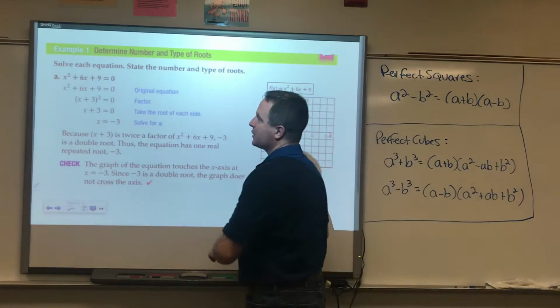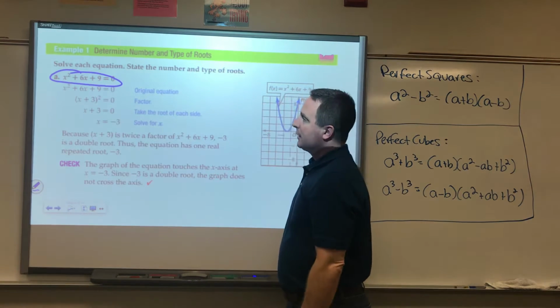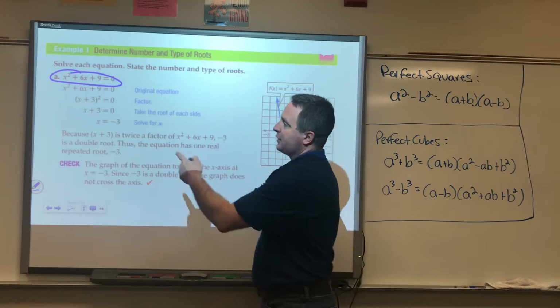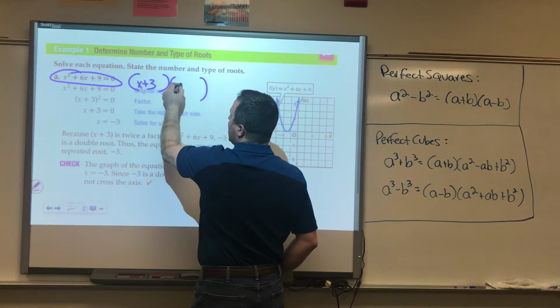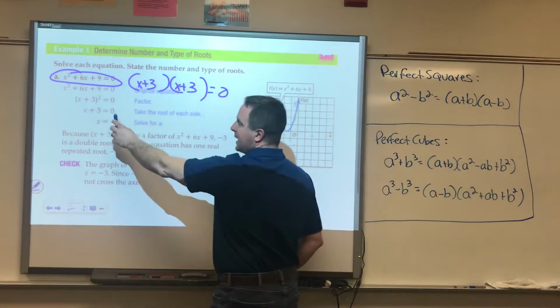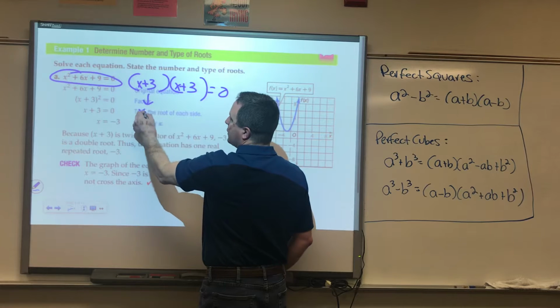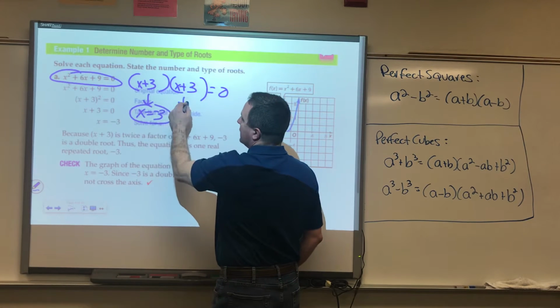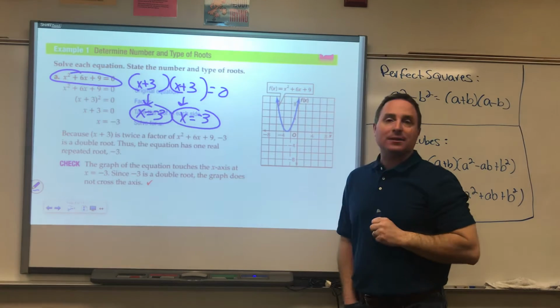Okay? Here's one of these. Here they have an equation, x squared plus 6x plus 9 equals 0, and then we're going to solve it. They didn't show it here, but this actually factors into x plus 3 and x plus 3 equals 0. They wrote it as x plus 3 squared. If I use my little shortcut, the opposite of whatever's in the parentheses, I get two negative 3s.